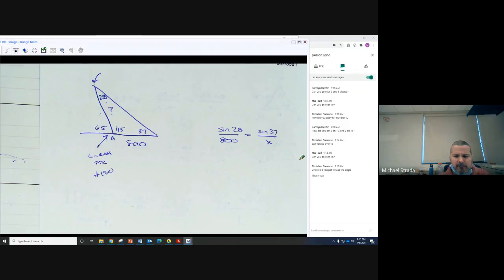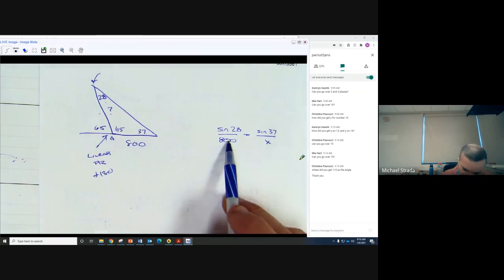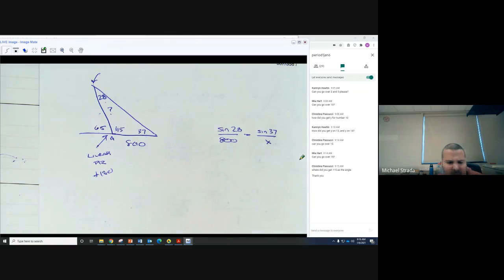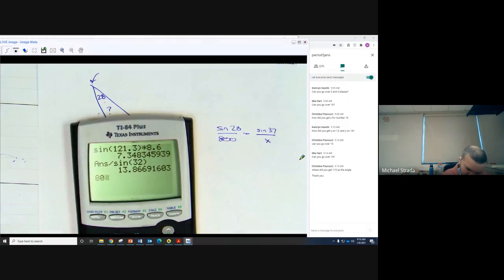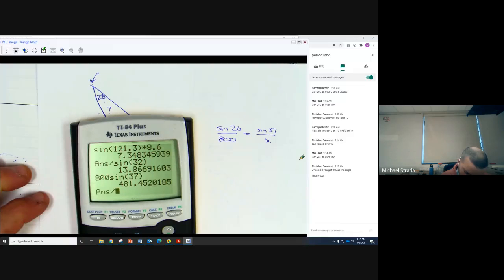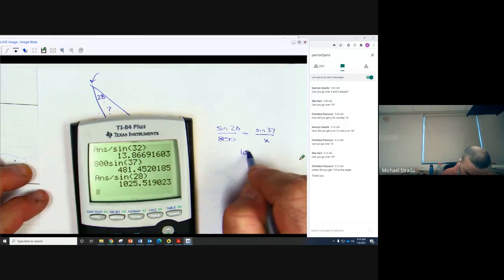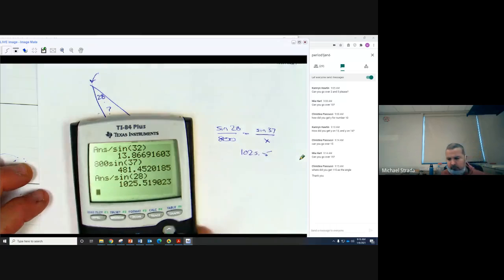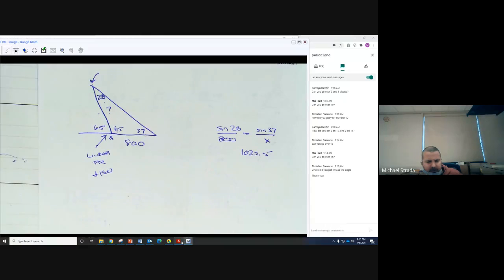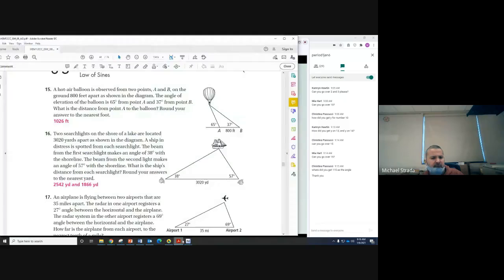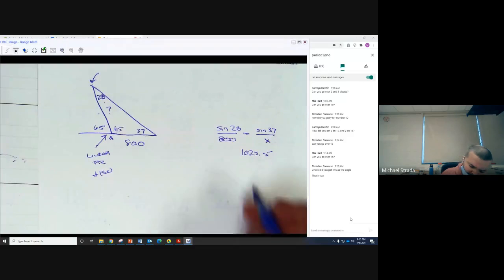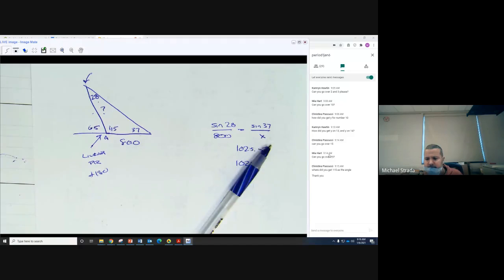No problem. Okay, so now we're going to do 800 times sine 37, right? It's 800 feet. All right, 800 sine 37, and I divide that by sine 28. And I get 1025.5 when I do that calculation, and they say to round to the nearest foot, so that's why I end up with 1027. All right, good enough.